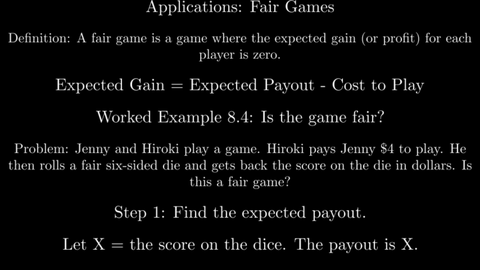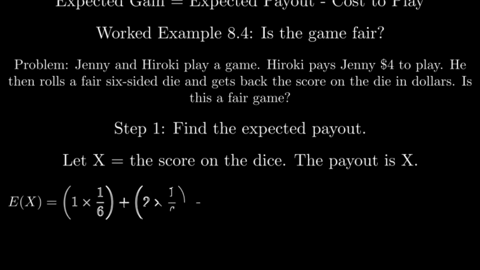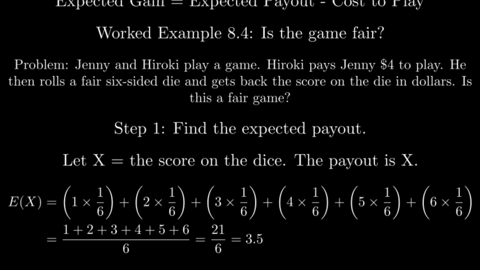The payout is equal to x, so the expected payout is just the expected value of x, E of x. We've discussed this before. What is the expected value of a single roll of a fair die? We calculate it by multiplying each outcome by its probability, which is 1/6 for all of them, and summing them up. This gives us 21 divided by 6, which is 3.5. So Hiroki's expected payout is $3.50.